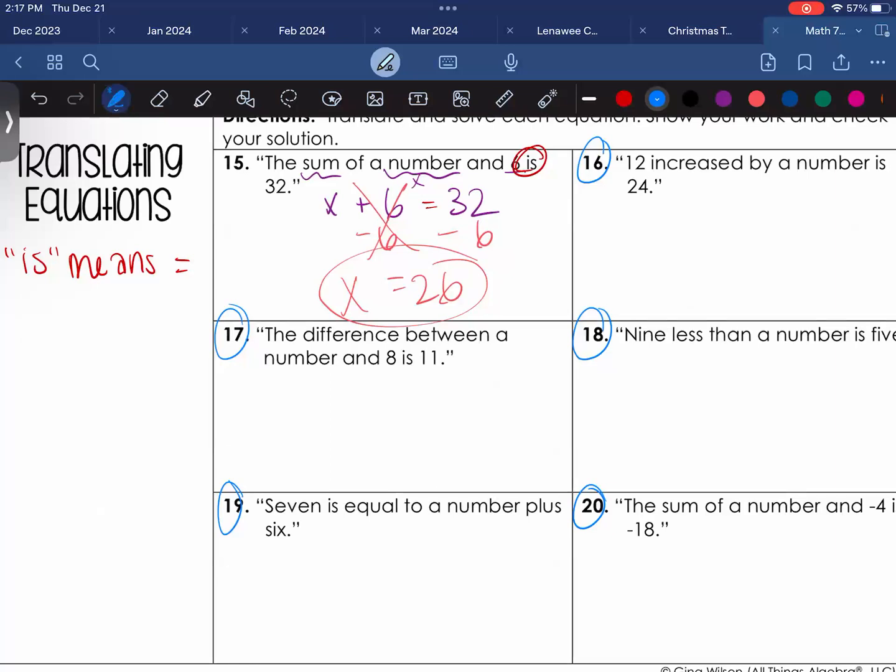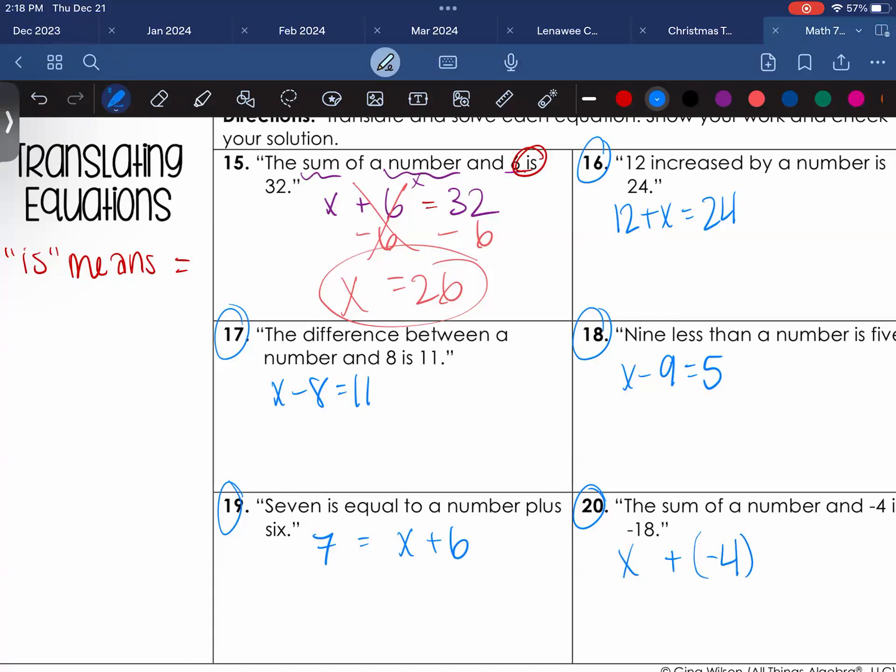All right. You should have set up your equations like this. Number 16, 12 plus x equals 24. Number 17, x minus 8 equals 11. Number 18, x minus 9 equals 5. Number 19, 7 is equal to a number plus 6. And number 20, the sum, so plus, of a number and negative 4 is or equals negative 18.